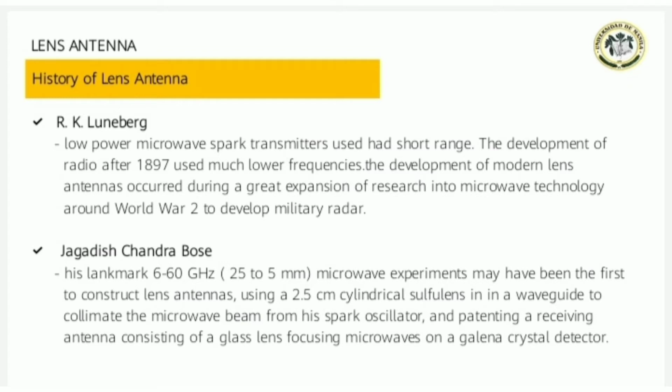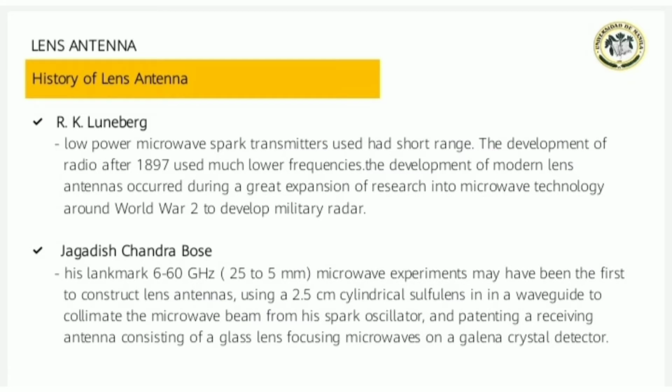Finally, the fifth scientist who successfully constructed a lens antenna is the Indian physicist Jagadish Chandra Bose. His landmark 6 to 60 GHz or 25 to 5 mm microwave experiments may have been the first to construct lens antennas, using a 25 cm cylindrical sulfur lens in a waveguide to collimate the microwave beam from his spark oscillator, and patenting a receiving antenna consisting of a glass lens focusing microwaves on a galena crystal detector.